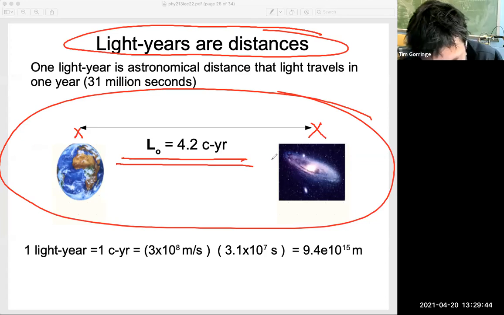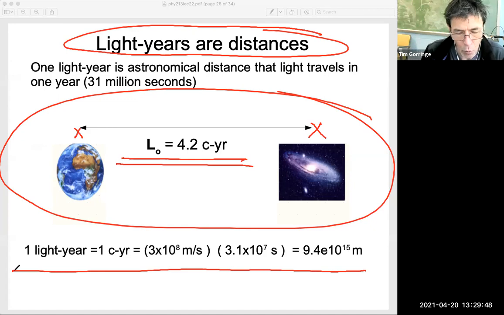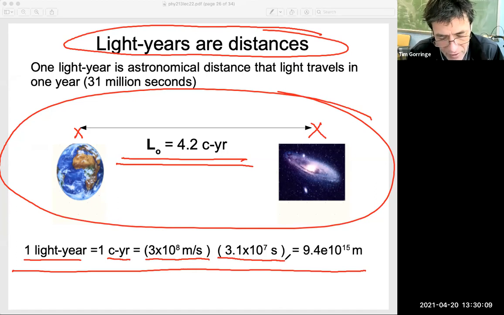And just to make you believe that a light year is a distance, I calculated 1 light year in meters. So 1 light year, we often write it like this: c, light speed, times year. Light speed is 3 times 10 to the 8 meters per second. 1 year is 31 million seconds.